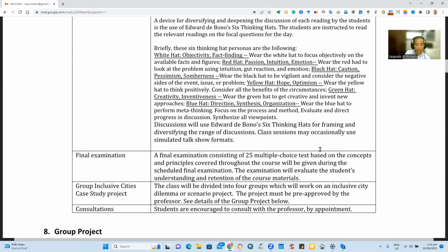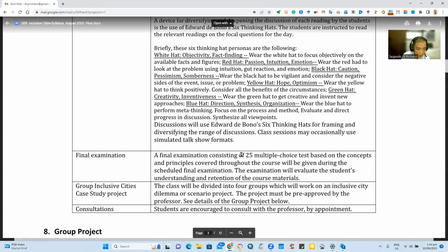Consultations, students are encouraged to talk to me at the end of the class. If you want to set an appointment, then we can do this mostly by Zoom, but I can also, during my class days, which are Tuesdays and Fridays, we can meet face to face. I usually hang out at the faculty lounge in the Gonzaga Hall building.